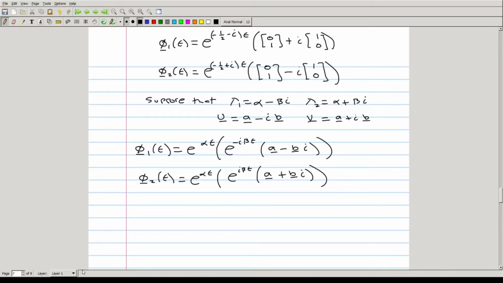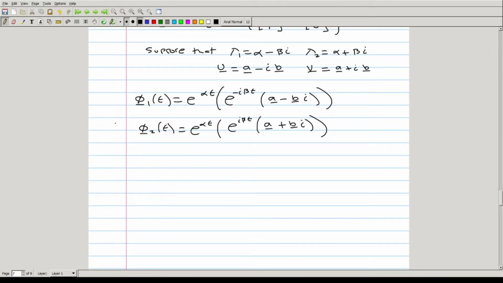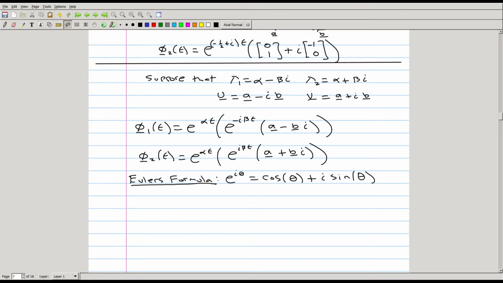And both of these can be simplified using what's called Euler's identity, or Euler's formula. This is one of the most fundamental formulas in all of mathematics. I go through and prove this for my Calculus 3 students. This is that for any real value theta, e to the i theta is cosine of theta plus i times sine of theta. This is relatively straightforward to prove using Taylor series and a little bit of complex number theory.